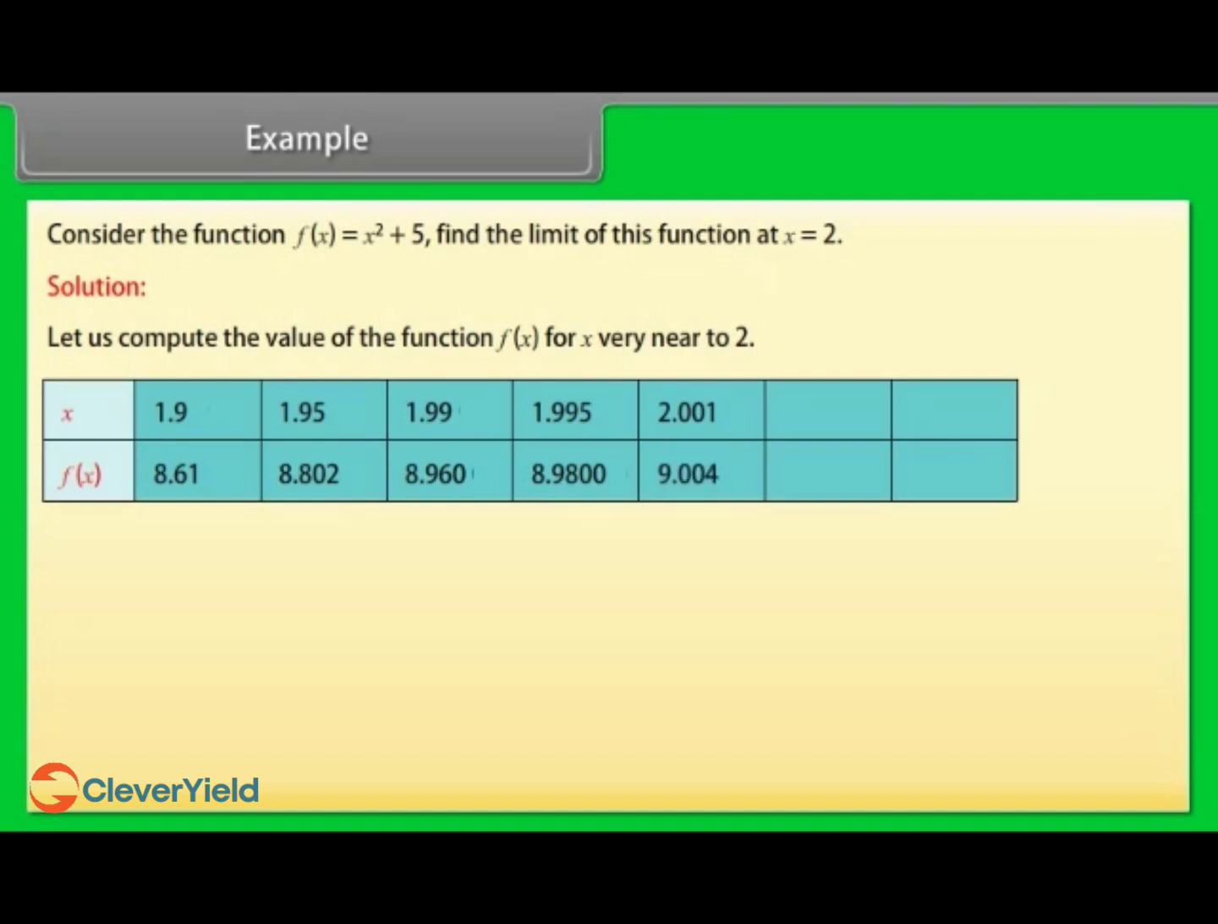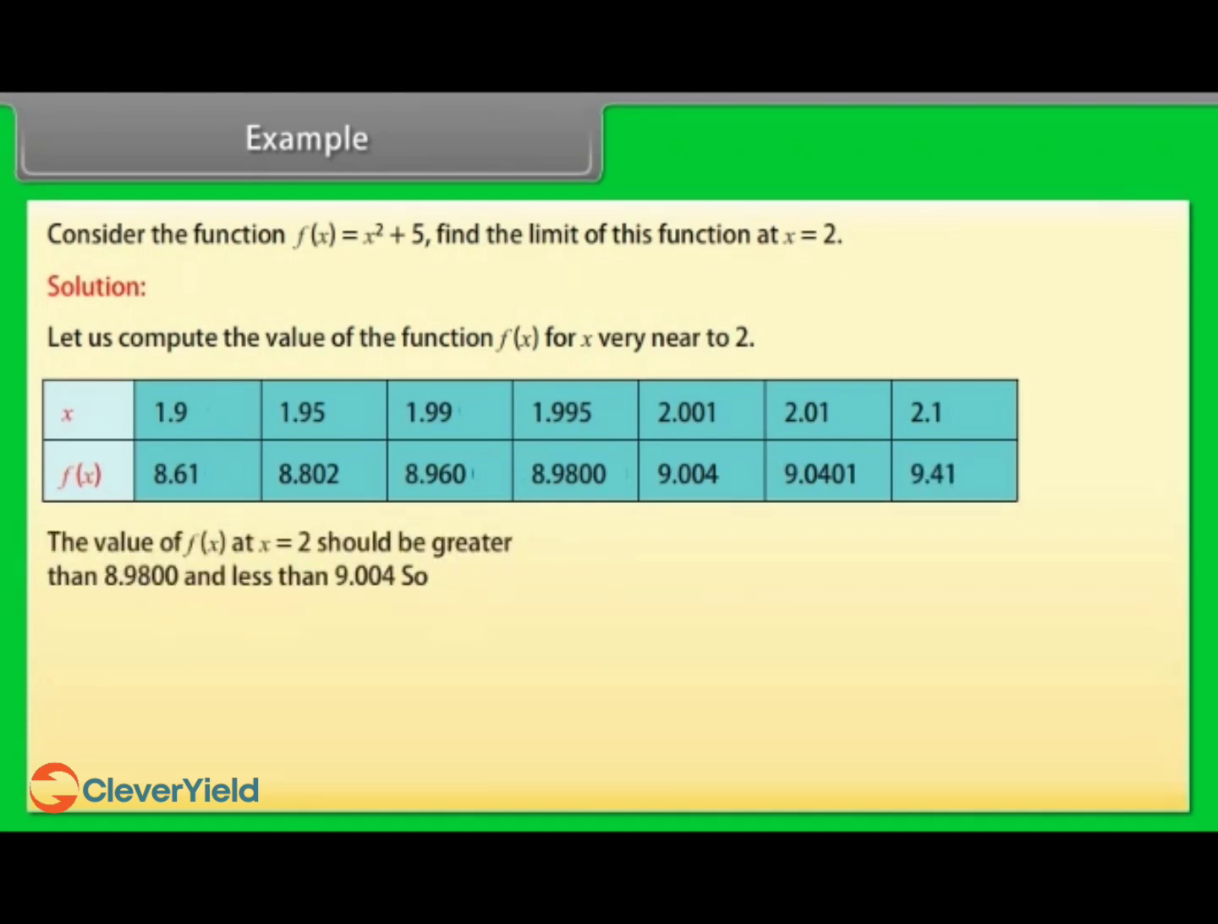For x is equal to 2.01, the value of f(x) is 9.0401. For x is equal to 2.1, the value of f(x) is 9.41. The value of f(x) at x is equal to 2 should be greater than 8.9800 and less than 9.004.